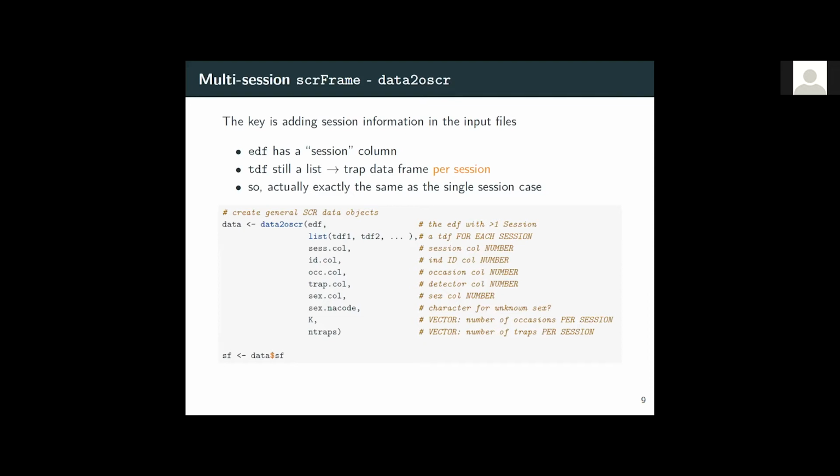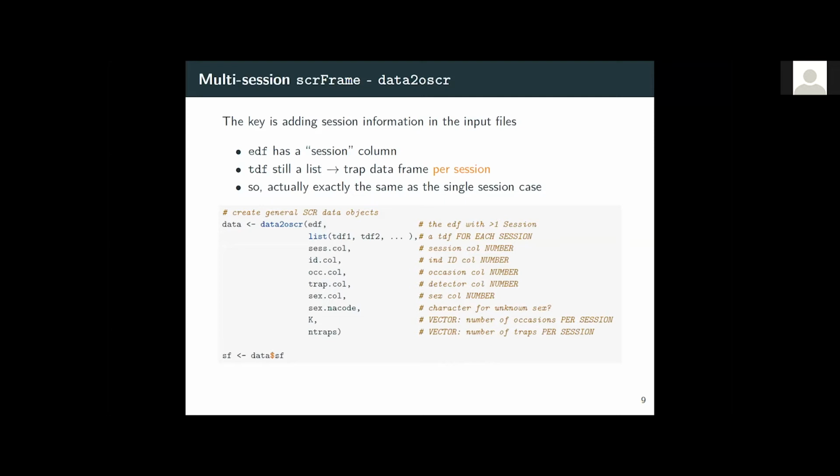What isn't consistent between sessions is the trapping effort. So you're going to see this in a little while with the Salamander data. I can set cameras out for 90 days over in this park and maybe 65 days over in this park. I could use 35 cameras over here and 25 cameras over here. So what starts to happen is that these trap deployment files can start to take on different shapes and different dimensions, a different number of columns and a different number of rows.